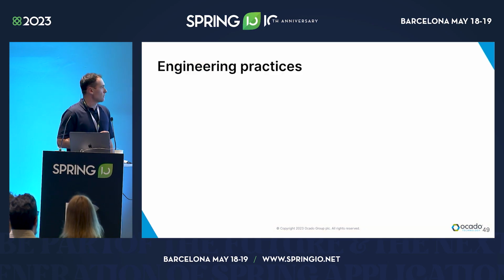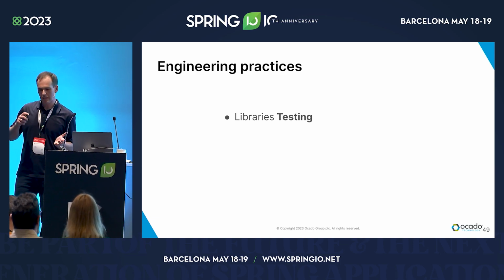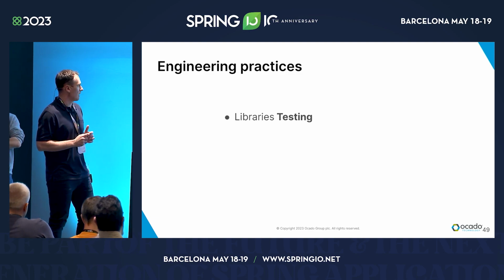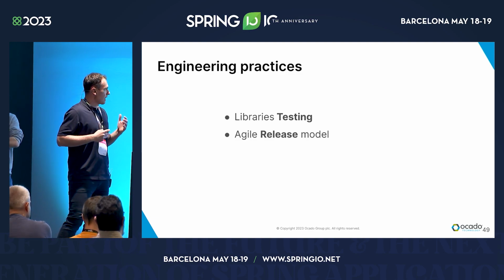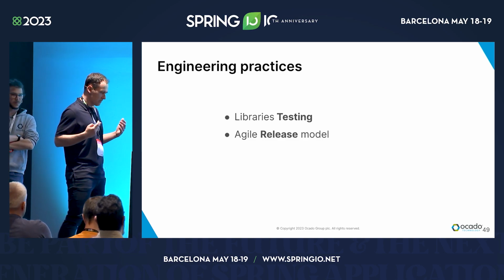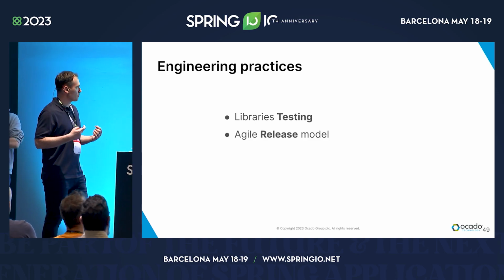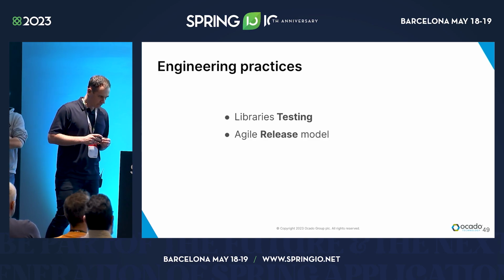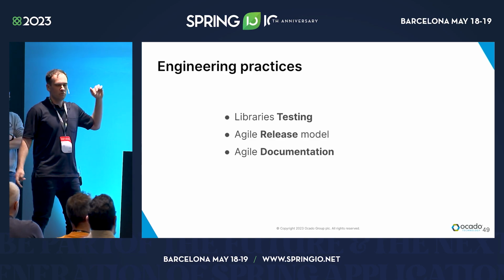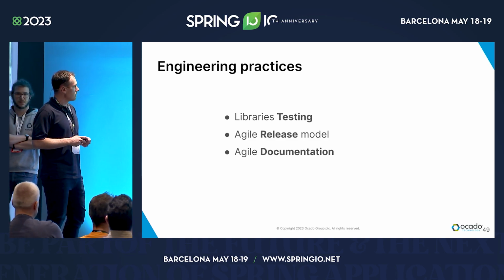We chose, again, only 3 engineering practices. The libraries testing, because we think it's a slightly different kind of testing than some of you may have seen in applications. Our agile release model, because we obviously deal with waterfall libraries that release on waterfall events, and we have to somehow work around it to provide our users with an up-to-date stack. And agile documentation, because we have huge documentation, but we want to make it maintainable. So it's a challenge, but we have some tricks here.